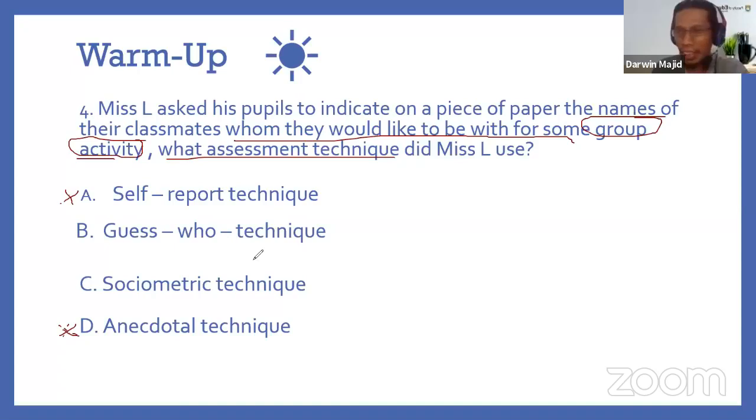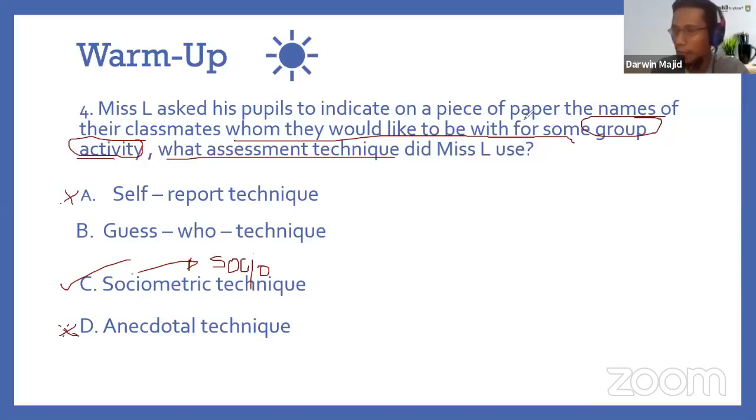So the correct answer is letter C, sociometric. Yes, sociometric, tama rin, from the word social. Socio. Kasi, yan din yung basehan ko kanina, sir, yung social. Okay? Social or socio.